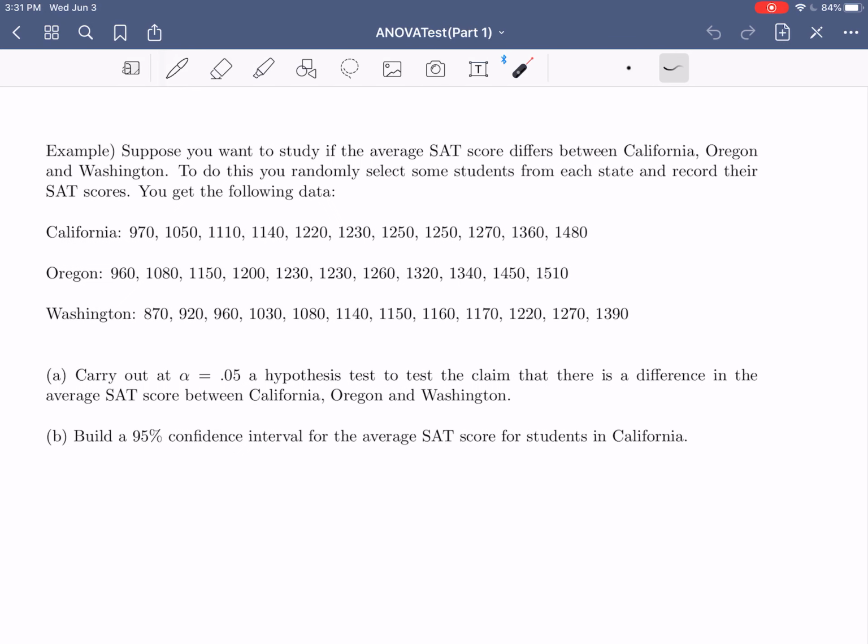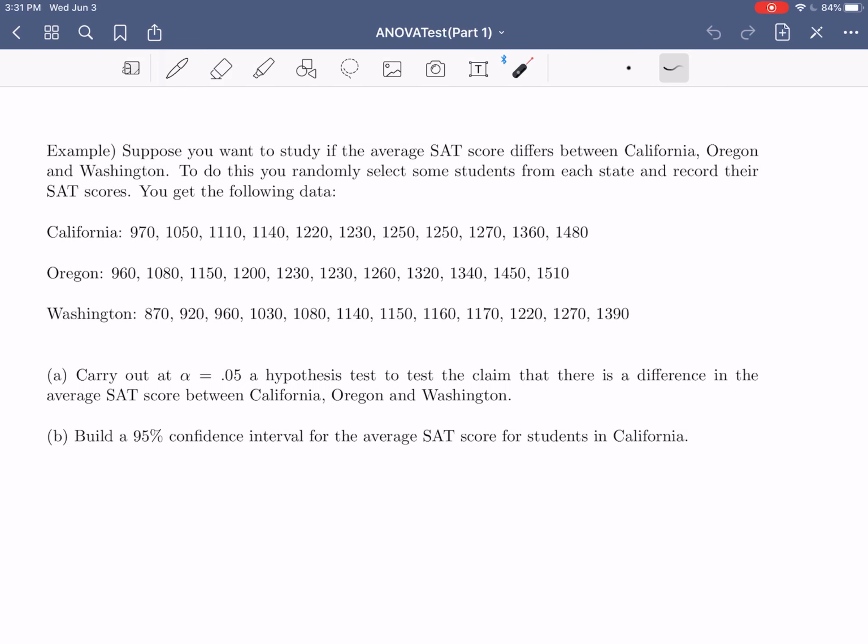So, for our example here, we're going to suppose you want to study if the average SAT score differs between students from California, Oregon, and Washington. So what you do is you randomly select some students from each state and you record their SAT scores. So you get the following data.